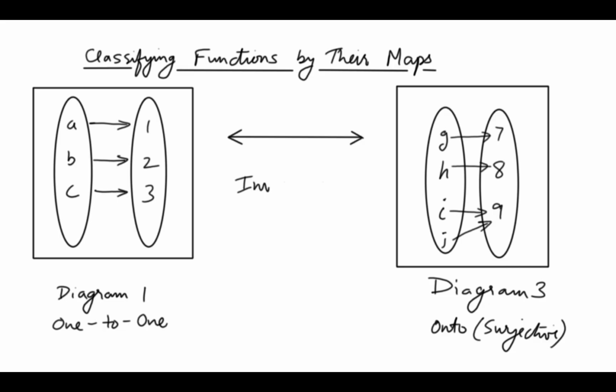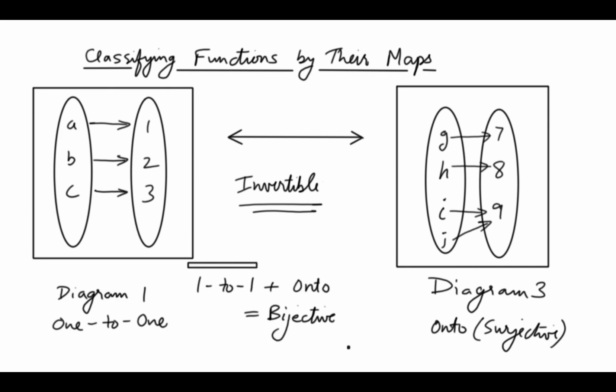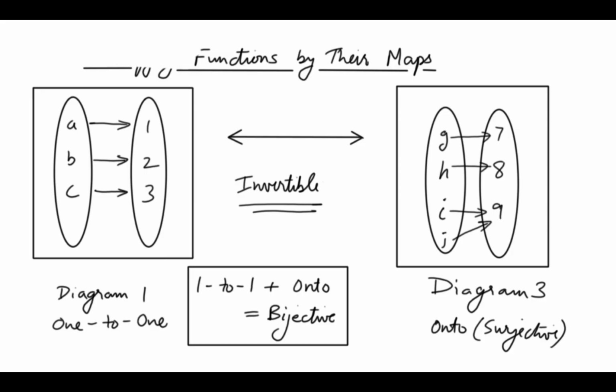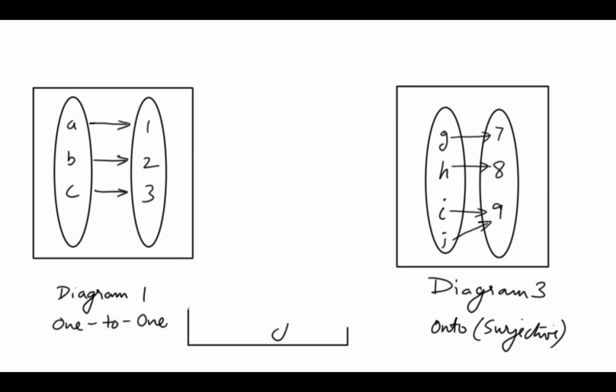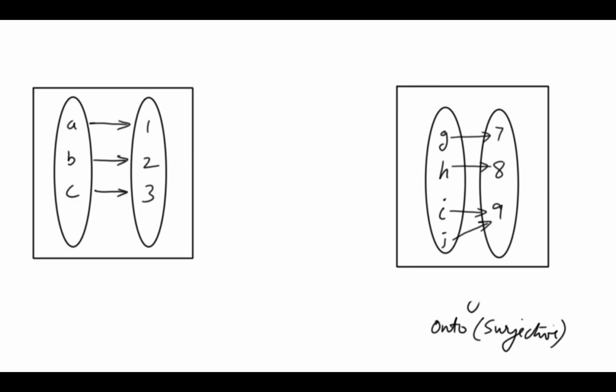Finally, look at the target set. If every single element in the target set gets hit by an arrow, leaving no element lonely or unused, we say the function is onto or surjective. When a function is one-to-one and onto at the same time, it gets a special name, that is bijective.